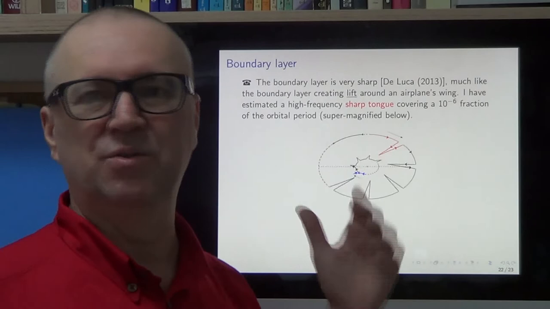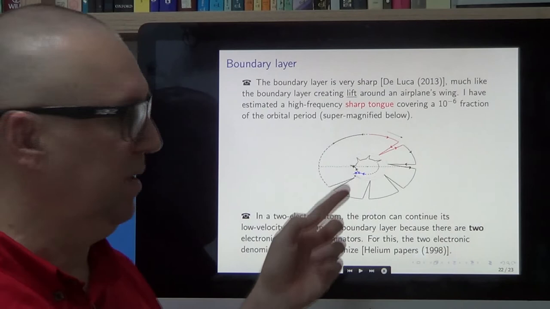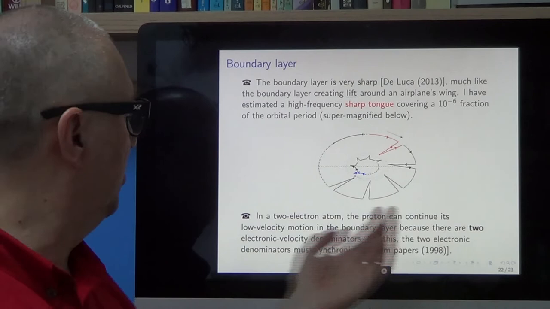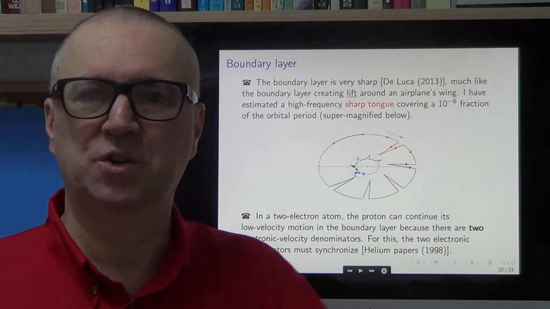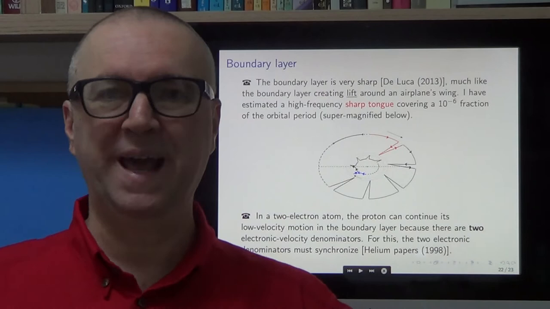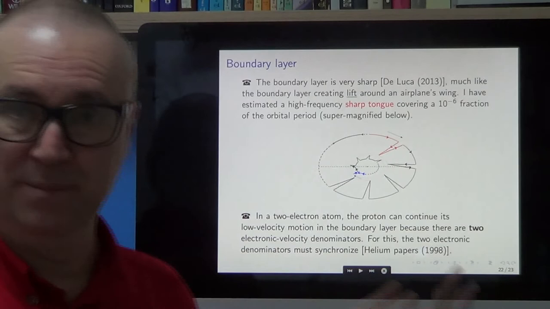Now, if you have a two-electron atom, it's even nicer, because this is a hydrogen atom. If you have a two-electron atom, the nucleus can continue its low-velocity motion in the boundary layer, because there are two electronic denominators to play with, so you can actually have the nucleus stationary even in the boundary layer. This is how I did my helium papers, right? Assuming that the nucleus was stationary, but I had two electrons to play with. That's why, when I had to do hydrogen with my helium model, it took me 15 years because of this. Okay.